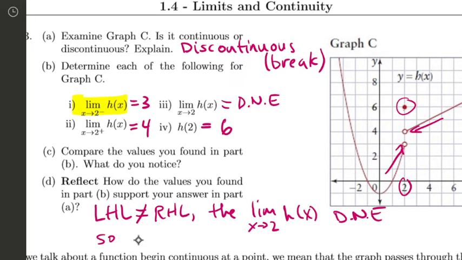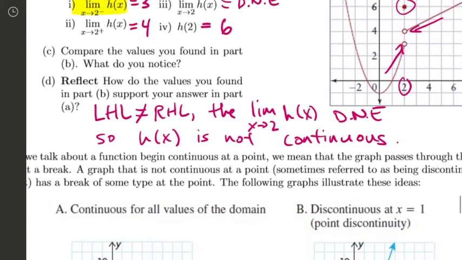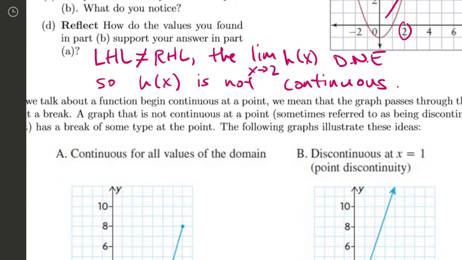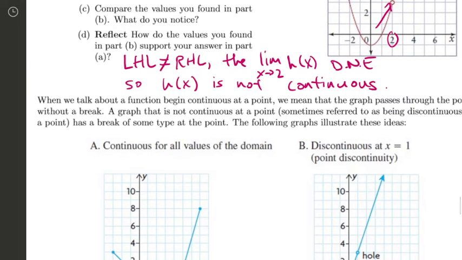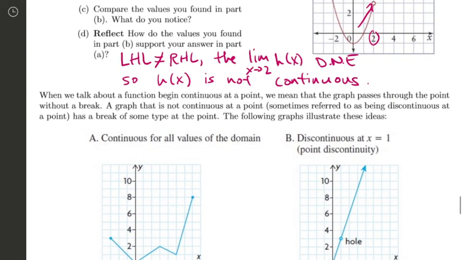So h of x is not continuous. All right. When we talk about a function being continuous, we mean that the graph passes through the point without any breaks.